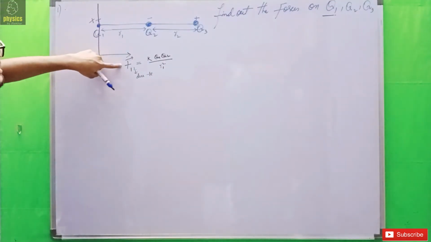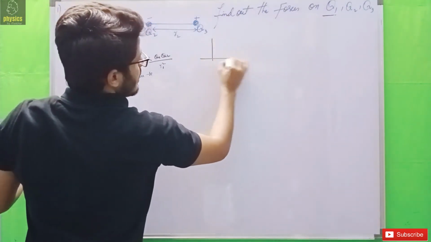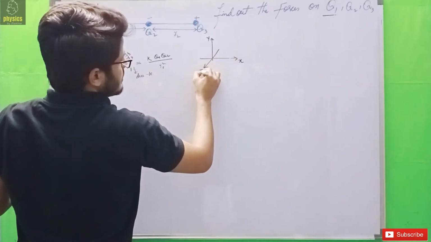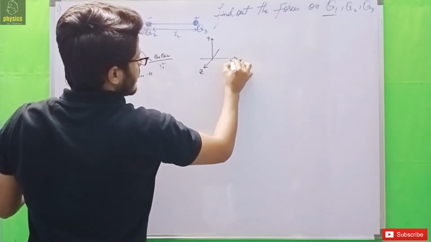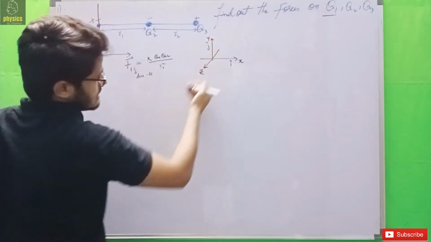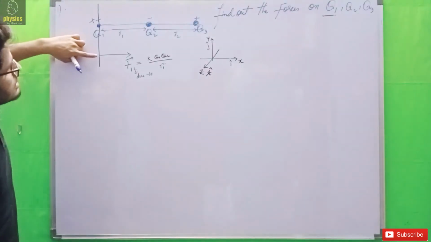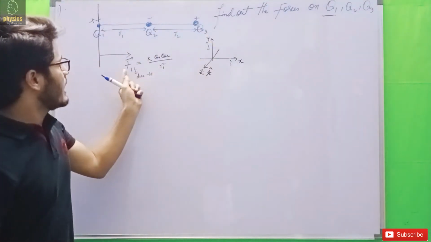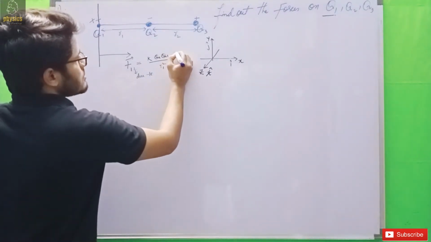Now this force is along this direction. You see x, y, z. If the force is along x axis, the unit vector will be I cap. If the force is along y axis, the unit vector will be j cap. If the force is along z axis, the unit vector will be k cap. Now you see the force is along the x-axis. So to make it a vector, we have to multiply it with I cap.